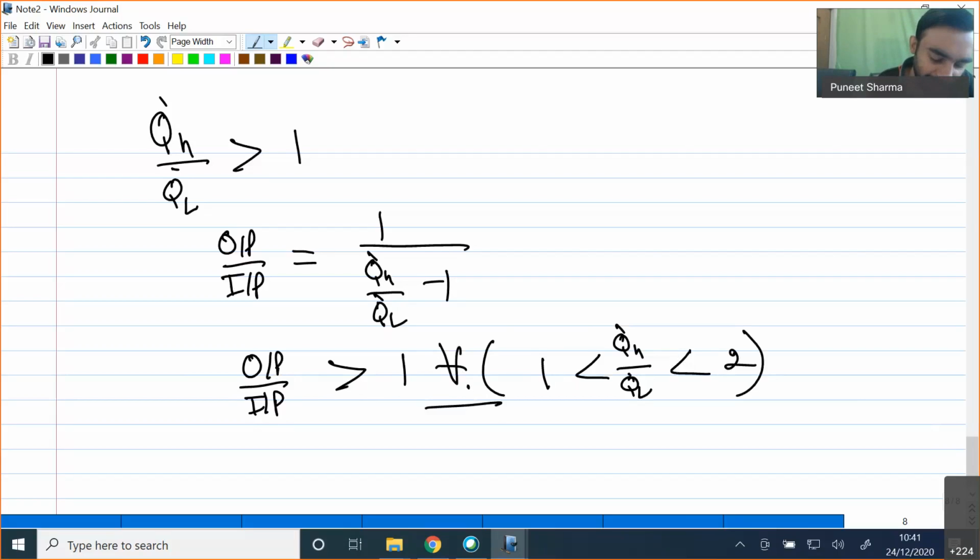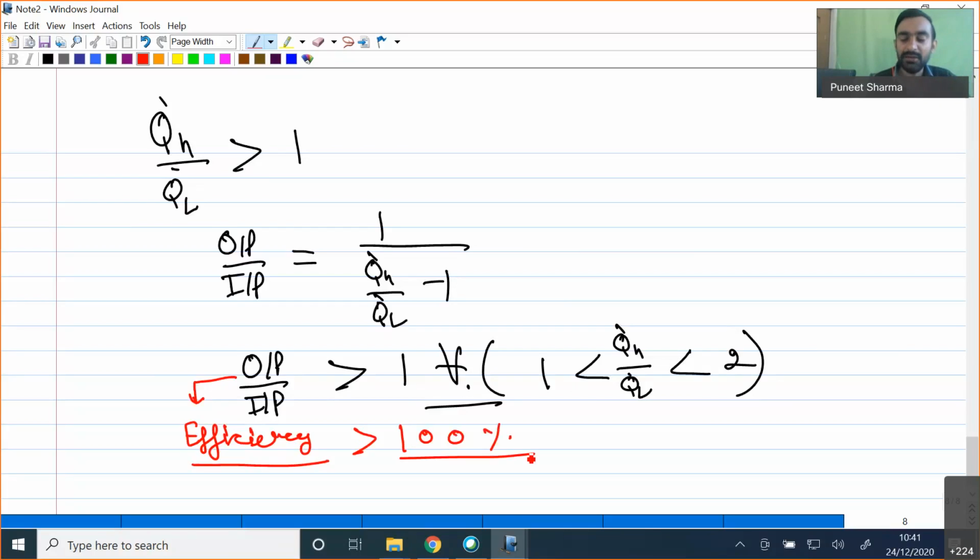So now what we are finding is that for the case of the refrigerator, our definition of efficiency, output by input, is giving us some magnitude which is greater than 1. So it means our efficiency is becoming greater than 100%. Generally when we talk about efficiency, we limit our value of efficiency to 100%. However, for this particular device which we have considered as a refrigerator, we are finding that our efficiency is going beyond the value of 100%. In general, we have the trend that our efficiency is always less than 100%.